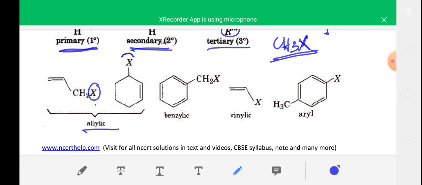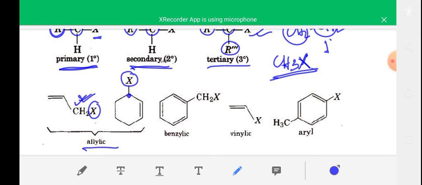Okay, the halogen atom is present at the allylic carbon. This is the allylic carbon, and here this is the allylic carbon. The carbon next to the double bond is known as allylic carbon. Okay, and if the halogen atom is attached to the allylic carbon, then it is known as allylic halide or allylic haloarene or allylic haloalkane.